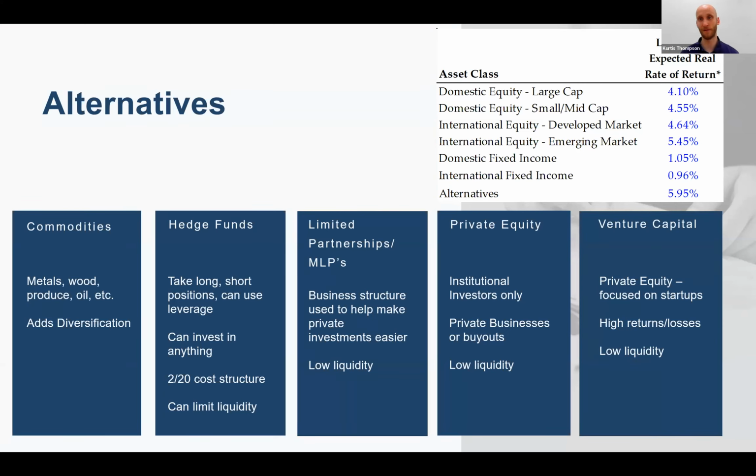They can often also use leverage. So they can borrow money and take on debt to invest in more stocks, more equities. And so that increases the risk, and it also increases the potential return of the portfolio.